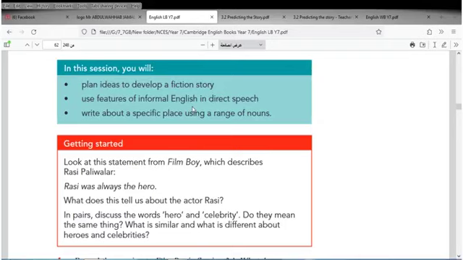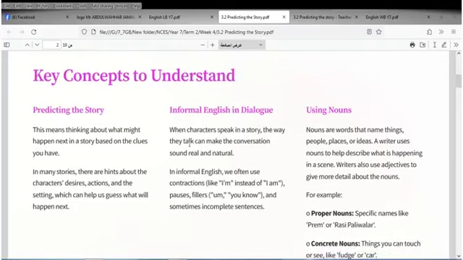But before starting, let's get started with the following. To predict from the title, which is predicting the story, is to anticipate. To predict is to guess what the story is talking about or how the story will continue. So to predict a story means to think about what might happen next in the story based on some clues you have or you had before. In many stories, there are hints about the character's desires, the character's actions, and the setting, which can help us to guess what will happen next.